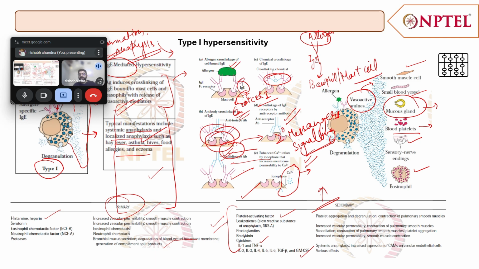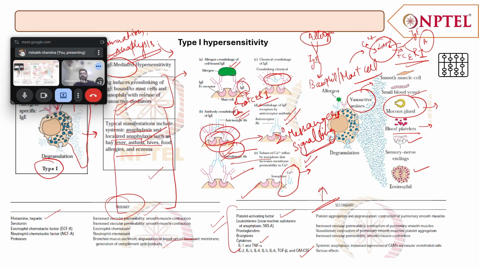These basophils and mast cells have receptors on their surface. These receptors are called Fc epsilon R1. These Fc epsilon R1 bind to the Fc region of the IgE antibody that is bound to the allergen. After this binding, it activates signaling that decreases cAMP levels and increases the calcium influx into the cells.